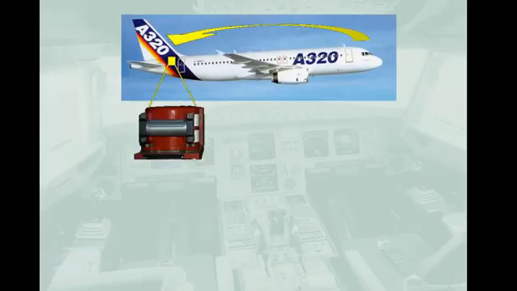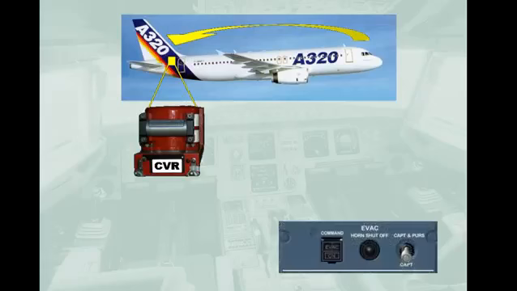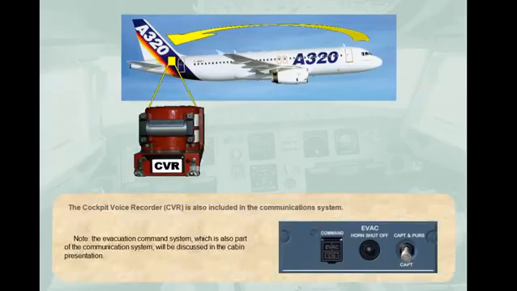The cockpit voice recorder, CVR, is also included in the communication system. Note, the evacuation command system, which is also part of the communication system, will be discussed in the cabin presentation.